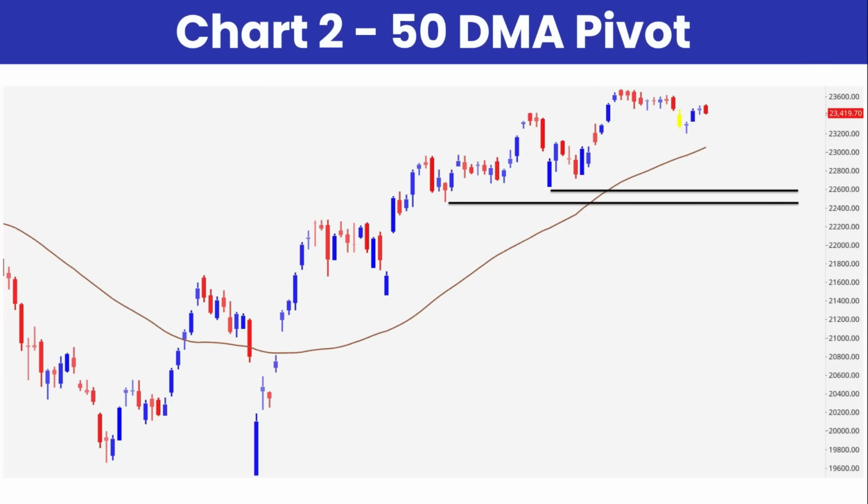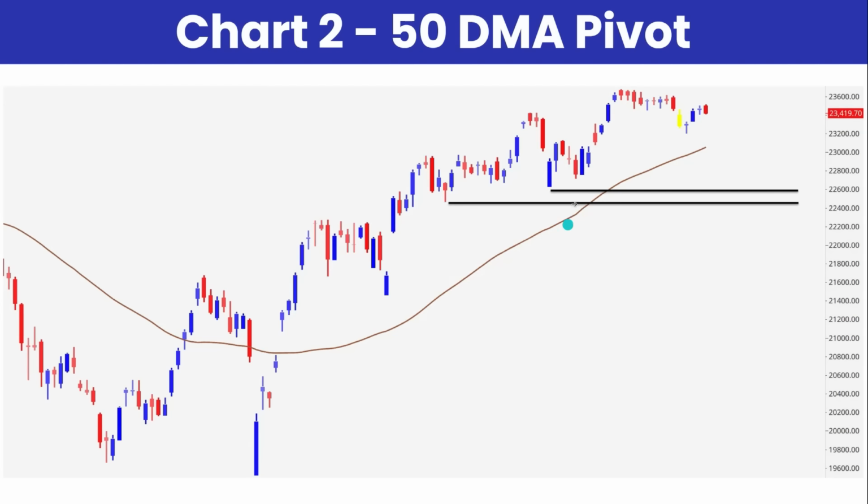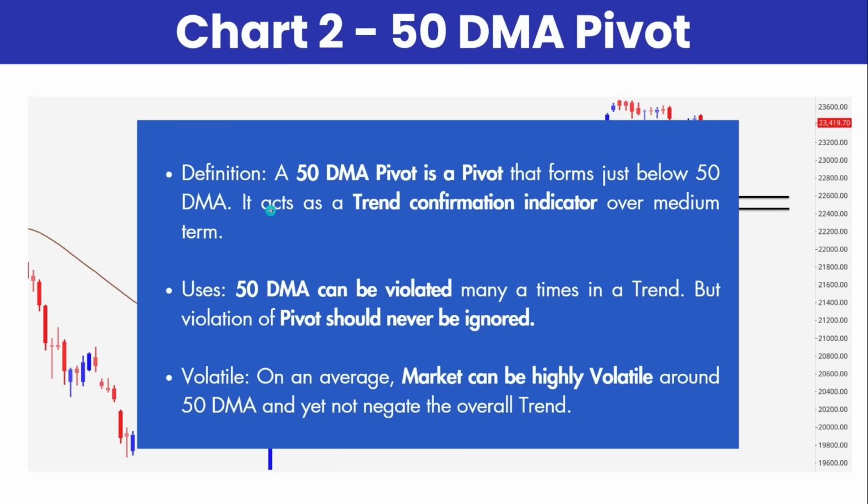The next chart I'll put up is that of a 50 DMA pivot. Now this is 50 DMA, this is the closest pivot to it. So a 50 DMA pivot is a pivot that forms just below 50 DMA. In this particular case, it is these two pivots level, 22,400, 22,600. It acts as a trend confirmation indicator over medium term.